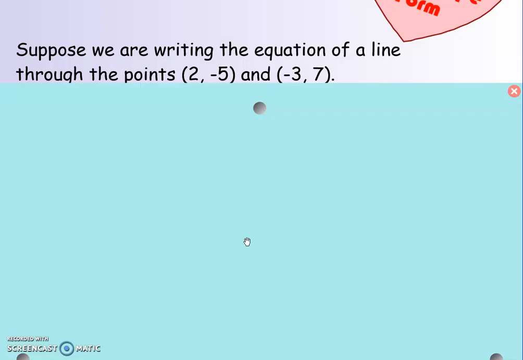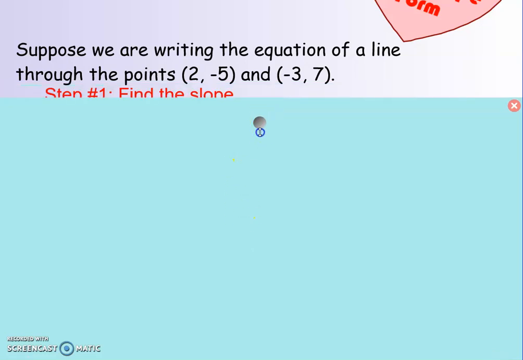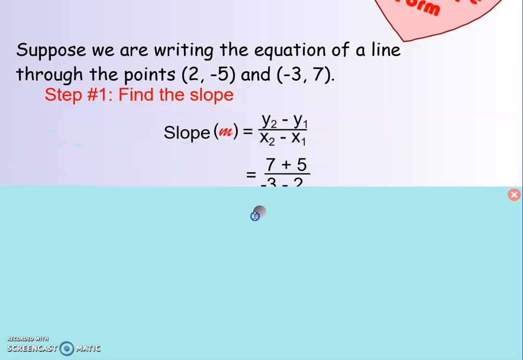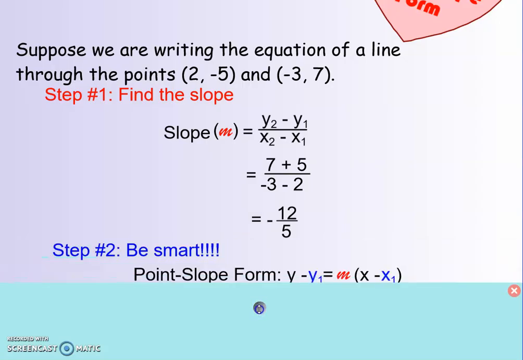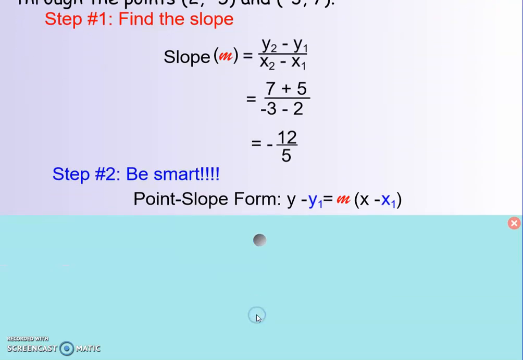Hey, welcome back. I hope you paused the video and you're not just making me look like an idiot when I yell, hey, welcome back, and you went nowhere. I hope you did this by yourself. Let me just go through a very quick setup of what you probably did. I'm assuming you first found the slope, and regardless of which way you did it, whether you started with 7 and subtracted -5, or you started with -5 and subtracted 7, your slope should have been -12/5. I hope for step 2 you were smart and you put it into point-slope form.